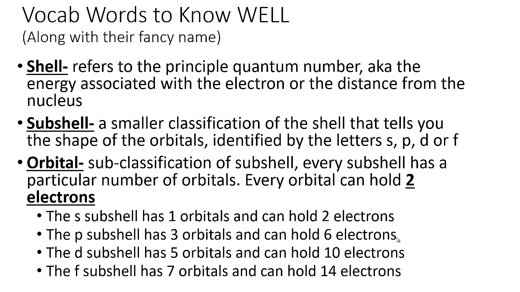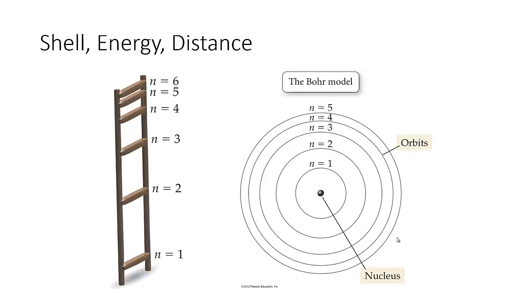And then orbital is the specific orbital within a subshell that holds 2 electrons. Every orbital can only maximally hold 2. It can hold 1 or 0, but it definitely cannot hold 3. So the S subshell has 1 orbital, which means it can hold 2 electrons, whereas the P subshell has 3 different orbitals, and each orbital holds 2 electrons, which means 3 times 2 gives you 6, and so on.